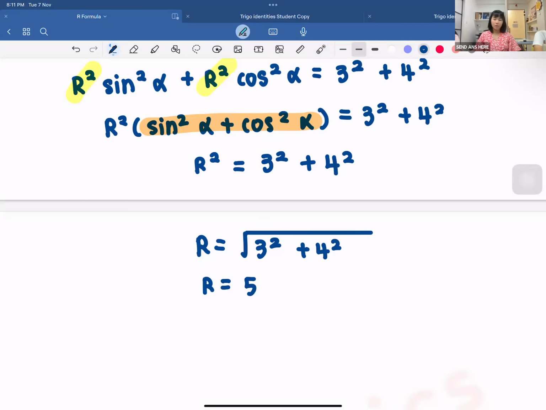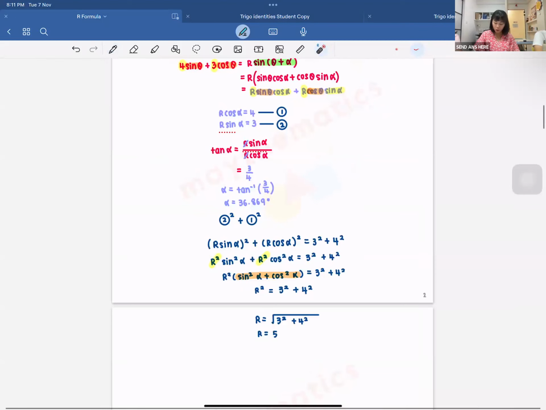Okay, now, can you see? I did a bit long. I do here, here, here, here. Then I get my R. In total, I do how many steps? 1, 2, 3, 4, 5 steps. Then I get my R is 5, right?